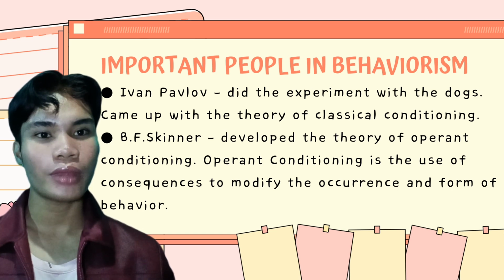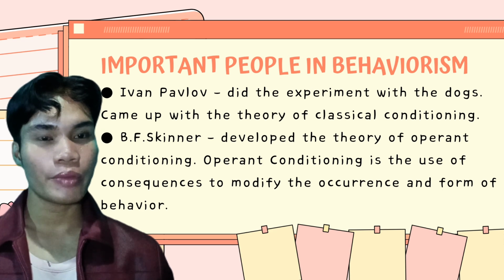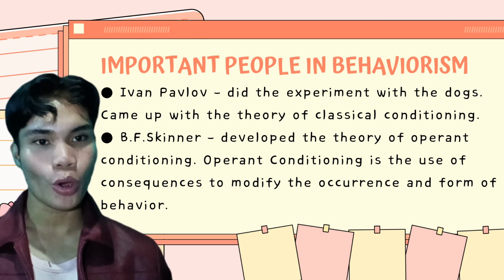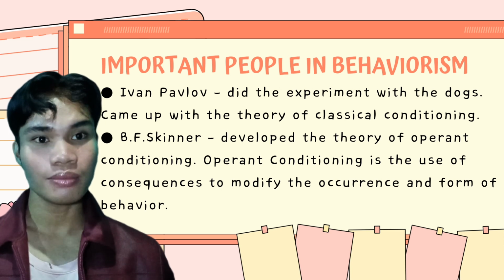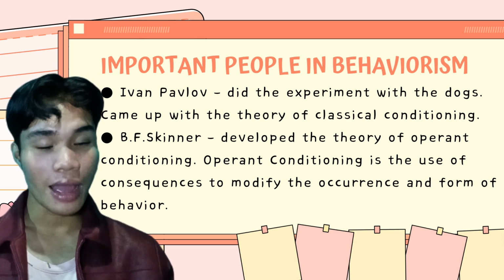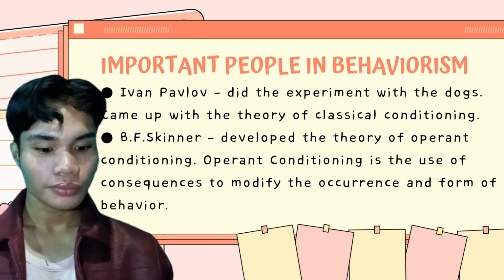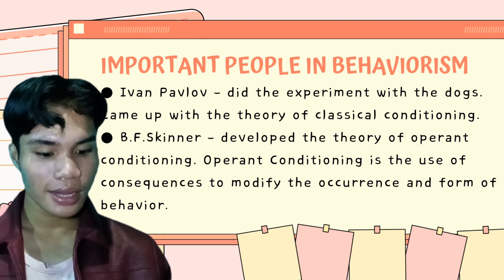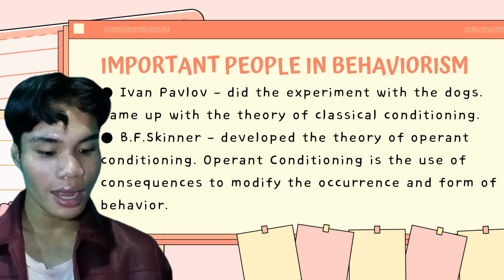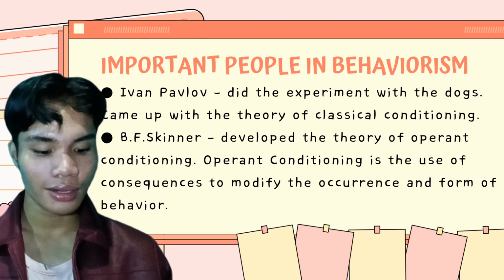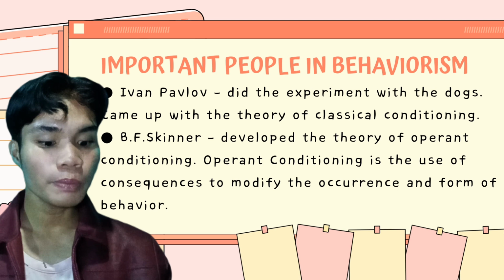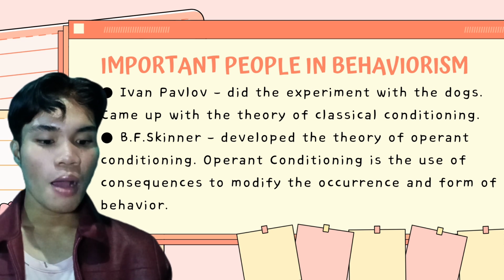So first, we have the important people in behaviorism theory. There are 6 individuals who are very important in behaviorism theory. Namely, we have Ivan Pavlov, B.F. Skinner, John B. Watson, Albert L. Bandura, Clark L. Hall, and lastly we have Edward L. Thorndike. So first in line we have Ivan Pavlov.